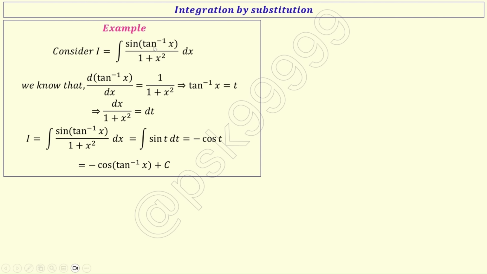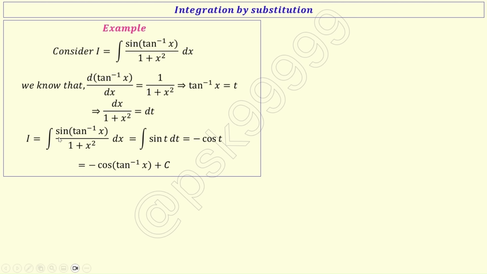Let's choose one more example. Consider I equal to integration of sine of tan inverse of x by 1 plus x squared dx. If you look at this, it looks so complex that we will be thinking how to do it. Now we'll choose the substitution method. I have tan inverse of x here. Differentiation of tan inverse of x, I know that it is 1 by 1 plus x square. So I will take tan inverse of x as t. Then my dt is nothing but dx by 1 plus x square.